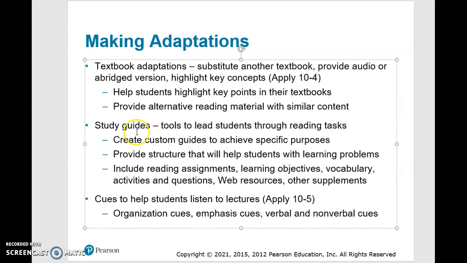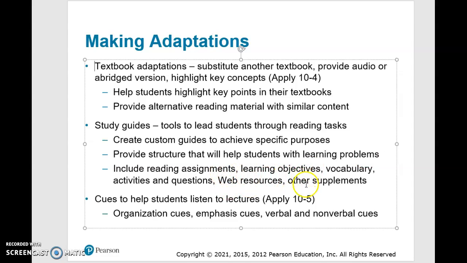your students. So study guides, you can create custom guides for them, provide structure that will help students with learning problems, maybe give them some guided notes, stuff like that, so they can follow along with you in an organized fashion, and then they just fill in those guiding notes as you're going along. That might be really helpful for them.